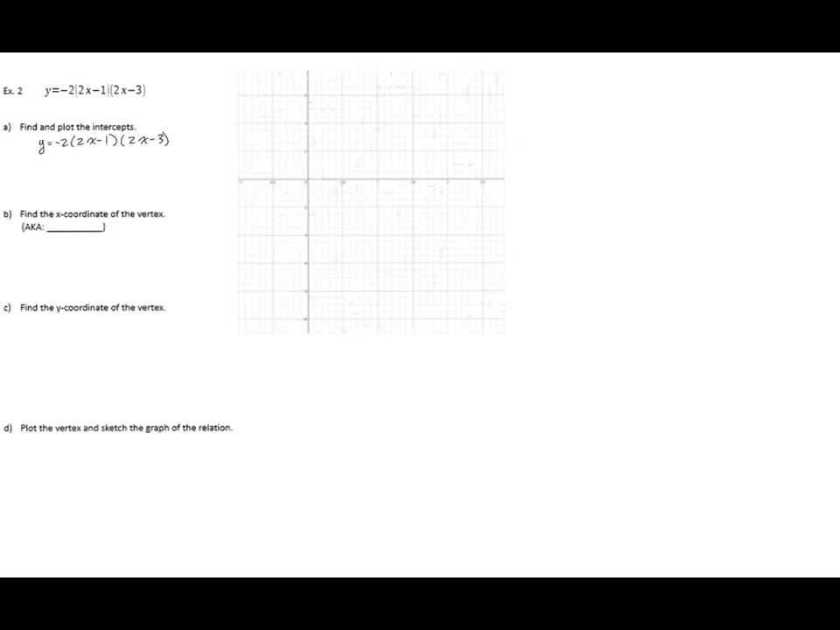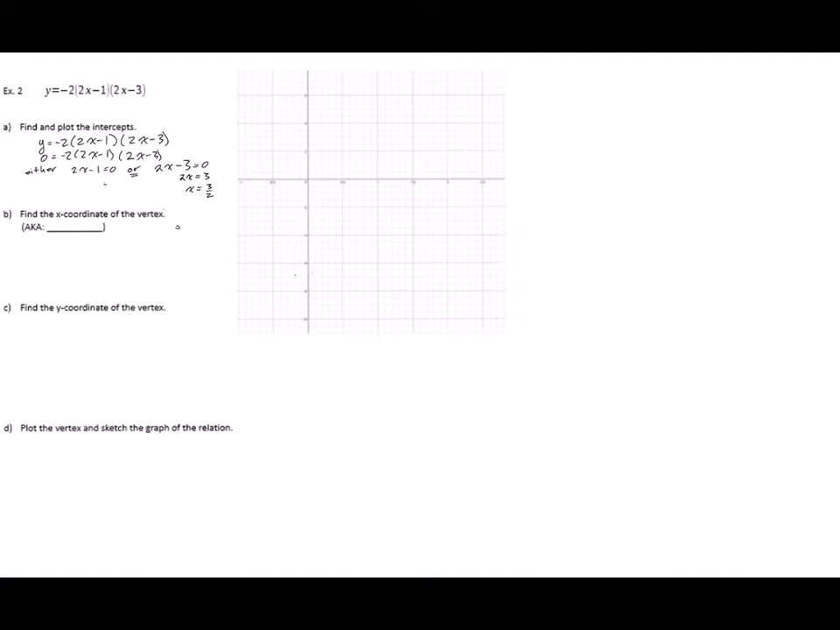Now, when we've got something like this, if we set this equal to 0, we end up with -2(2x - 1)(2x - 3). So that means either 2x - 1 = 0, or 2x - 3 = 0. When we solve for x, we end up with 2x = 3 for this side, and solving we end up with x = 3/2.